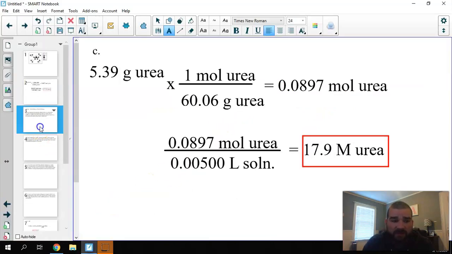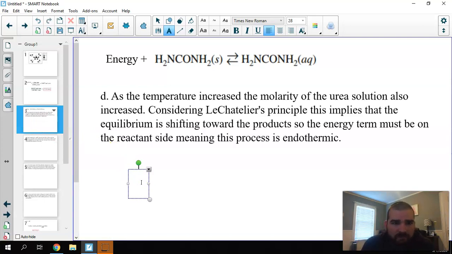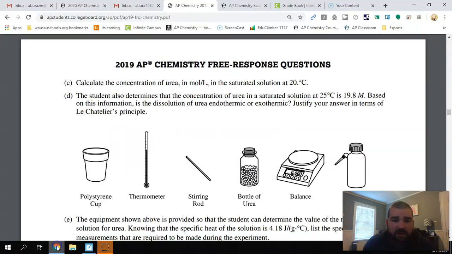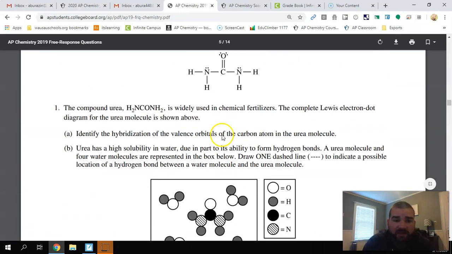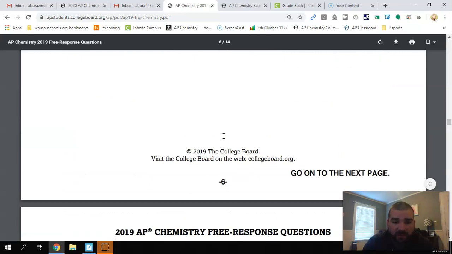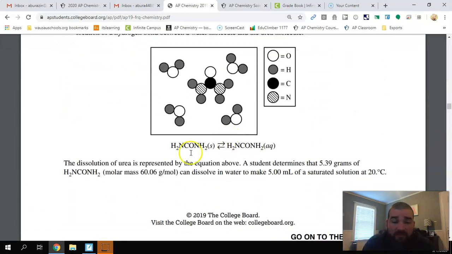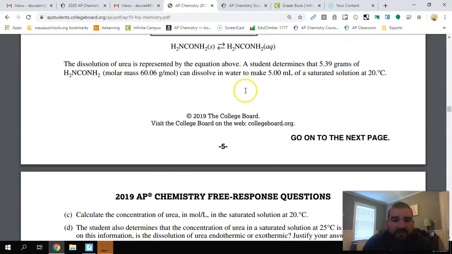Comparing those molarities, we saw that we had 17.9 at 20 degrees Celsius, and now once the temperature has been increased to 25, it's 19.8. So the molarity has gone up, okay? They did give us a reaction in here somewhere. Oh, there it is. Right there. So there's a little reaction in here that we want to reference, okay?